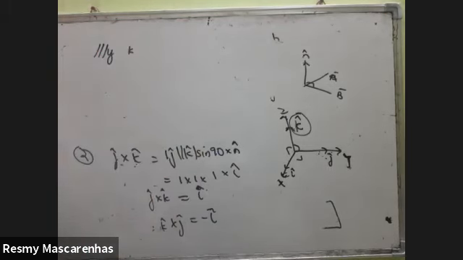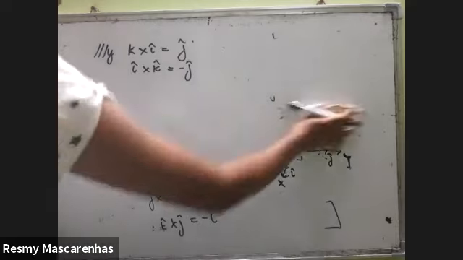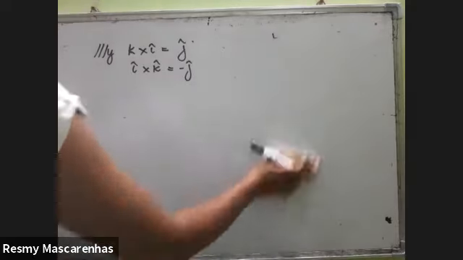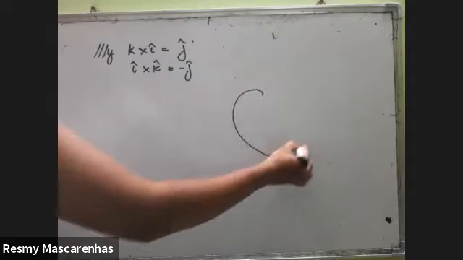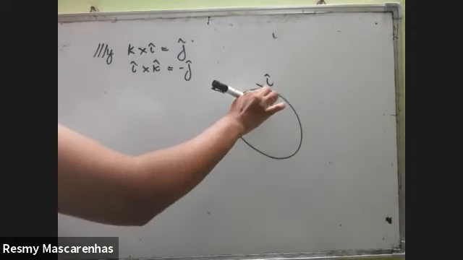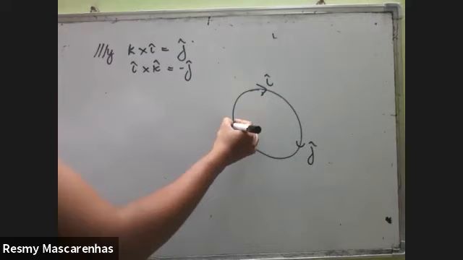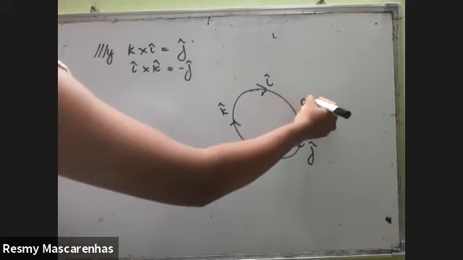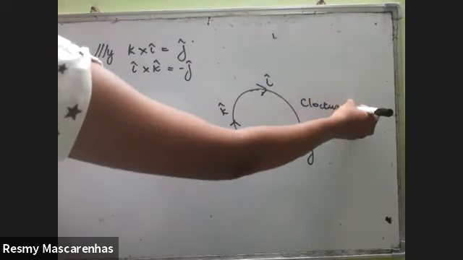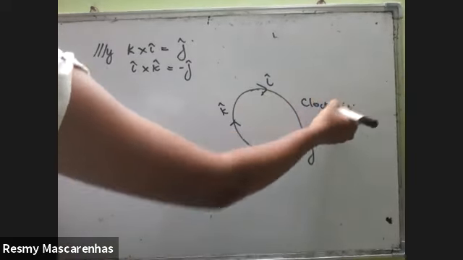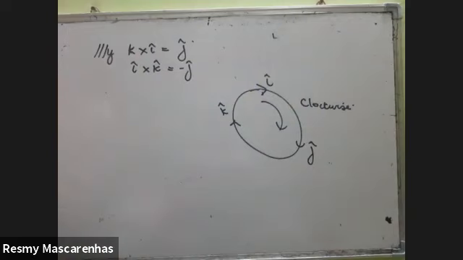Now how to remember this? One circle: put i, put j, put k. Always clockwise. You have to go in whichever direction the clock follows, this direction. Now looking at this diagram only, we'll forget about whatever we had derived till now.